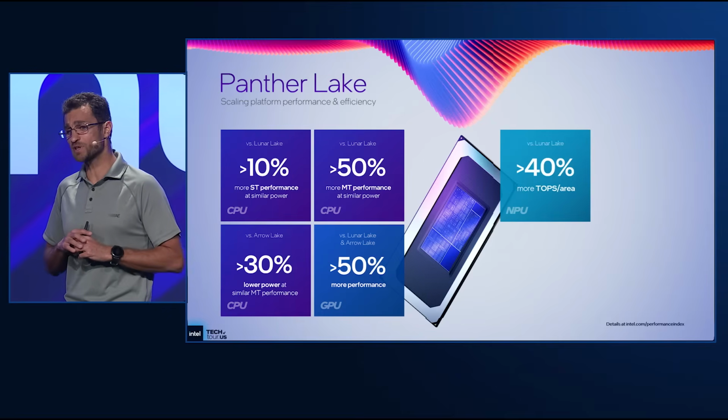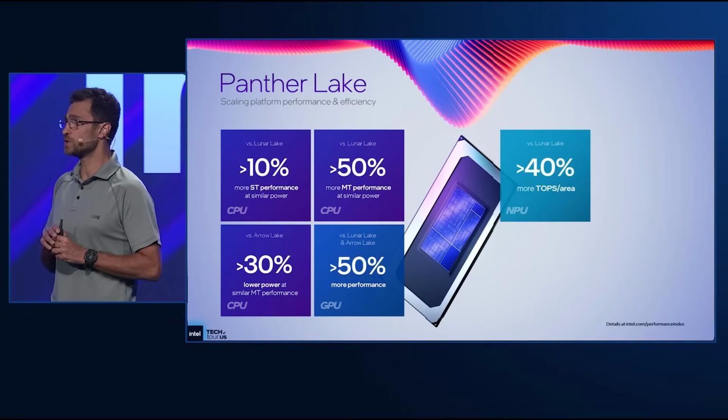For the NPU, we have focused on improving area efficiency, which means packing more AI capabilities into a smaller footprint, which is critical for mobile deployments. The result is 40% more TOPS per area versus Lunar Lake.